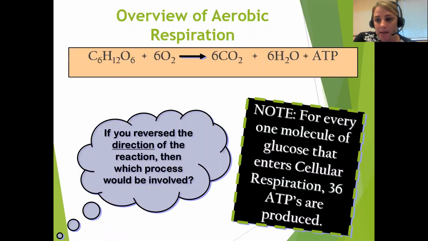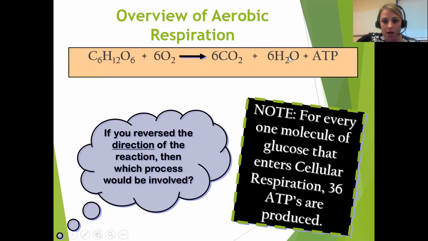You have seen this formula before, but in the reverse direction, in photosynthesis. Now we're taking the products and reversing it to the reactants. What we end up with in photosynthesis is what we start off with in respiration. So we have C6H12O6, which is glucose, and oxygen. We go through that process of cellular respiration, and we end up with carbon dioxide, water, and ATP, which is a form of energy.